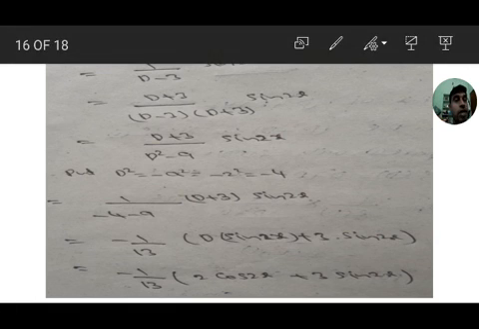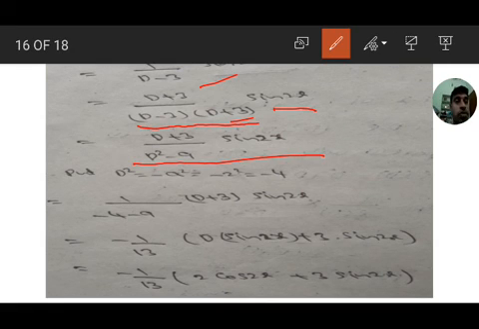1 by (D - 3) sin 2x. So multiply numerator and denominator with D + 3. (D + 3) by (D - 3)(D + 3) sin 2x. So numerator D + 3, denominator (a - b)(a + b) is a² - b², that is D² - 9, sin 2x.